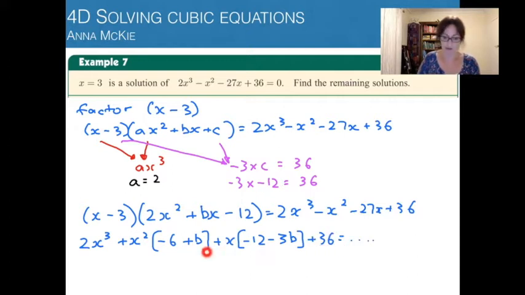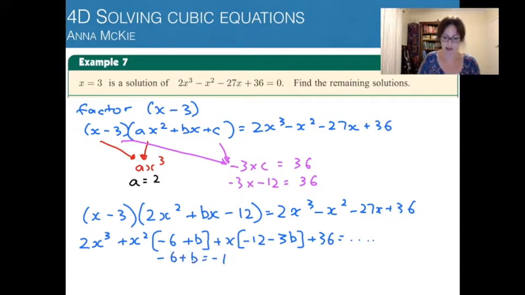And therefore, we need to solve for b. So we would equate that to the x squared term, which is up over here, or you could use this equation here. Either is fine. So we have to put it equal to -1. And so we have -6 plus b is equal to -1.